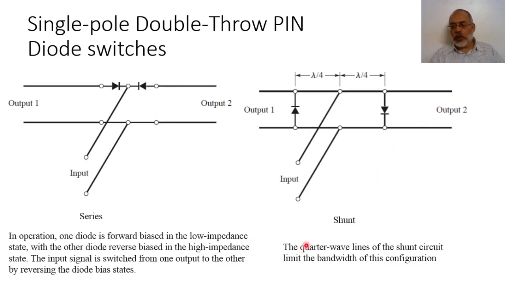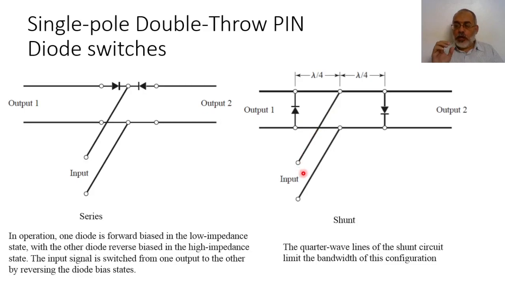And we say that the quarter wave lines for the shunt circuit limit the bandwidth of this configuration, because this configuration is based on the operating frequency for which this length is lambda by 4. If I change this frequency, this will not be completely lambda by 4. This means that when this diode is reverse biased, this will not be completely infinite. And in this case, it will cause some reflection from this side. And this reflection will go back to the output and will go back to the input too.